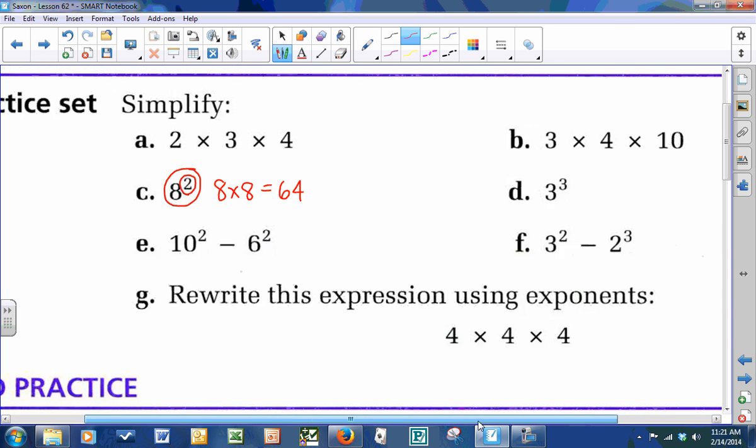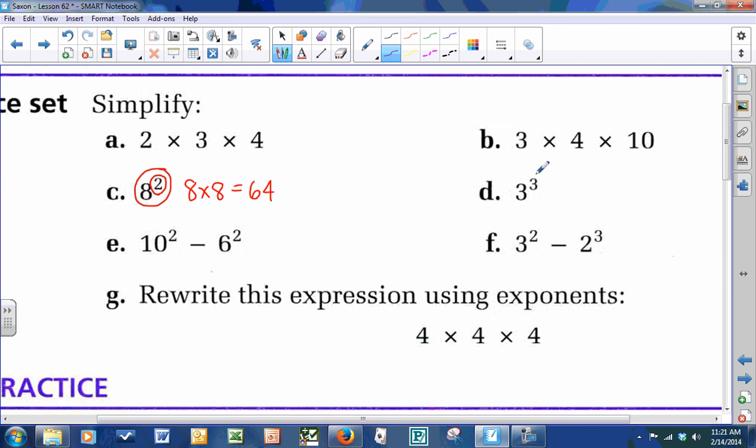Let's scooch over a little bit here and look at this one. 3 cubed. Notice that I have 3 as my exponent. So I'm going to write the 3, just copy it down. And then your exponent tells you how many times you copy it down. I have to copy it down 3 times. 1, 2, 3. 3 times 3 is 9, and 9 times 3 is 27.